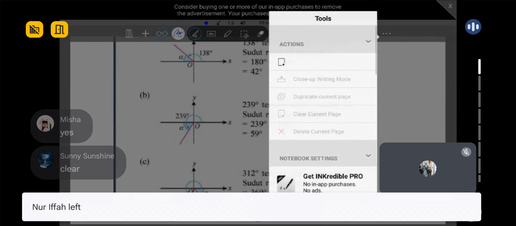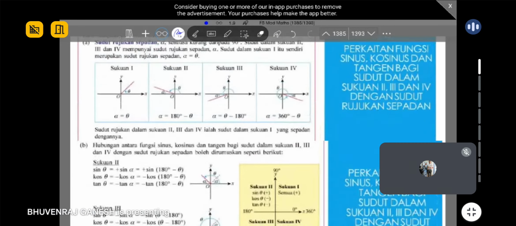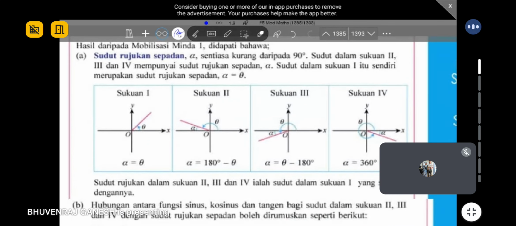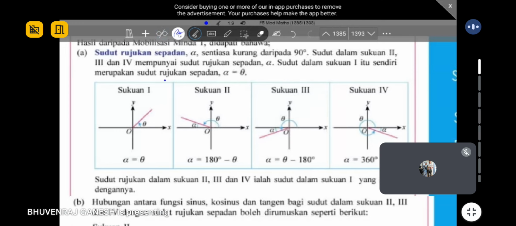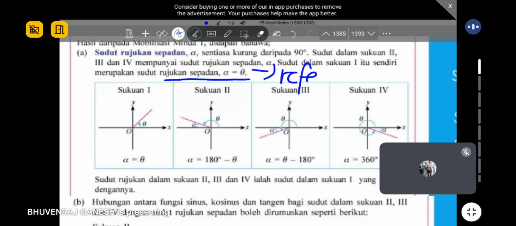On the next page, we are starting to count already. So basically, you can understand now why we have to follow the order, ikut lawan pusing jam. In this chapter there is one symbol that you must know. Untuk sudut rujukan sepadan, kita akan bagi simbol alpha. We will give a symbol of alpha for reference angle. This is called reference angle in English.